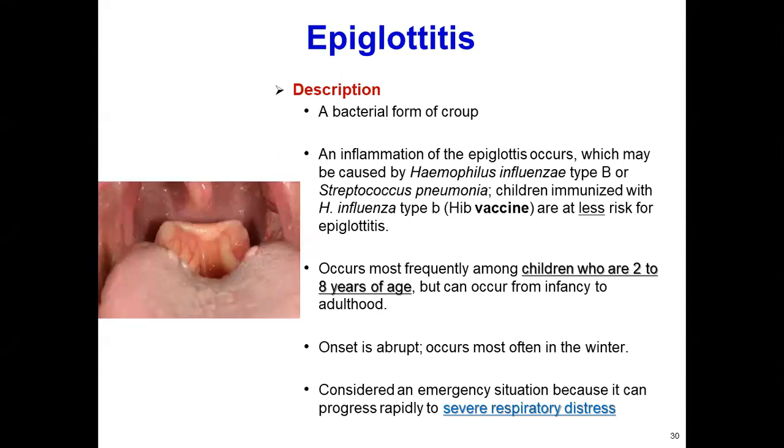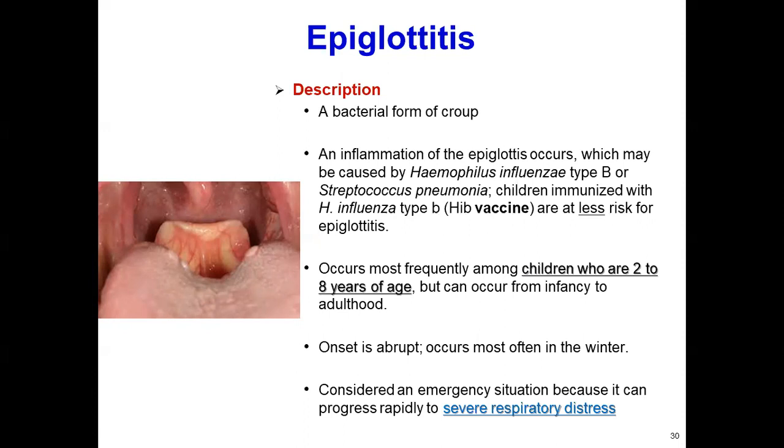Epiglottitis, right? Epiglottitis is the inflammation of the epiglottis because of bacteria or virus. Most of the time, epiglottitis is caused by bacteria, we call it bacterial croup, and it is caused by Haemophilus influenzae type B. This is bacteria. If epiglottitis occurs because of virus, we call it croup.